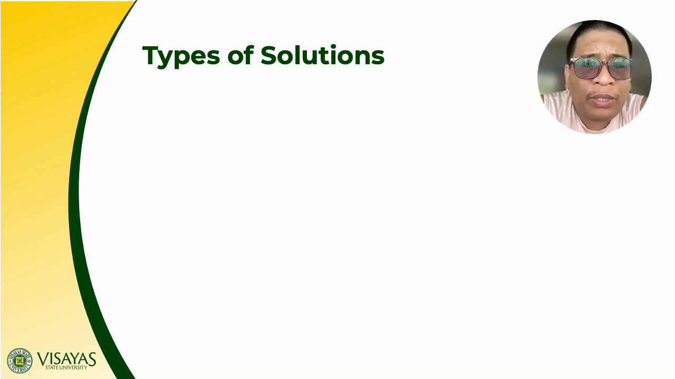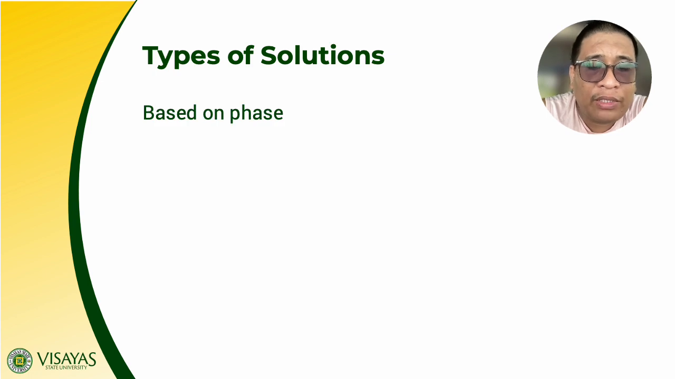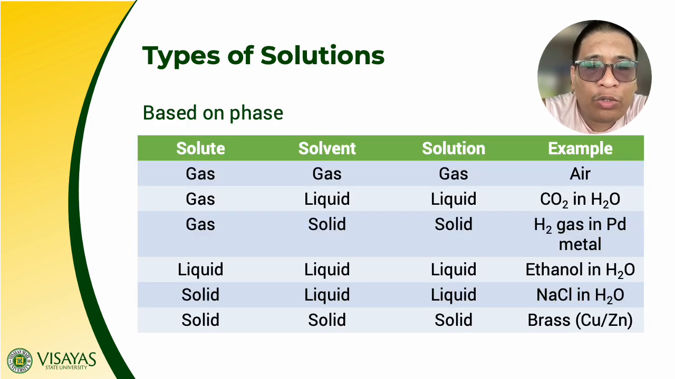Now we also have a type of solution based on phase. So the phases could either be solid, liquid, or gas. As you can see on the table, if we have a gas solute and gas solvent mixture, then expectedly the solution would also be gaseous. Then if we have a liquid solvent and a gaseous solute, then expectedly the solution will also be liquid. And if we have a solid solvent and a gaseous solute, then the solution is also expected to be solid. Examples are shown in the last column of the table.